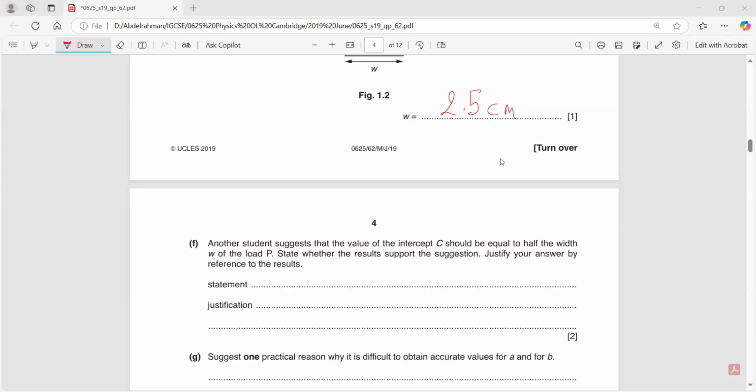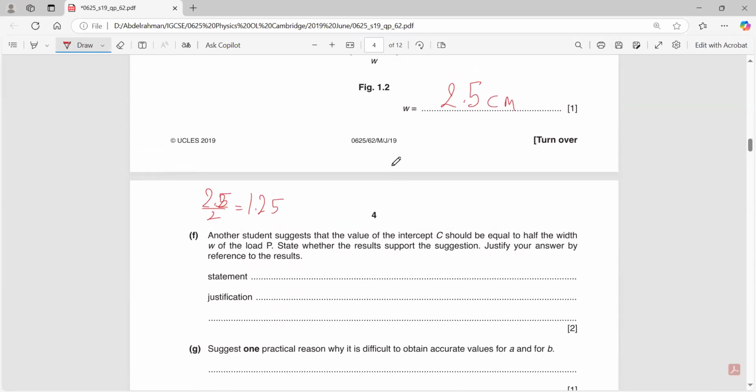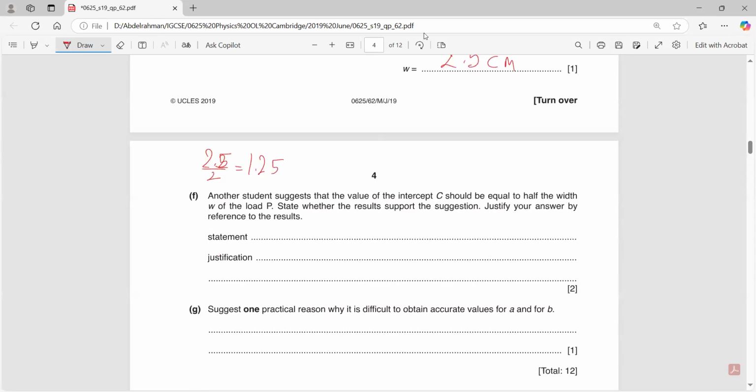Half the width. So basically, you need to divide 2.5 divided by 2. Yes, 2.5 divided by 2 is 1.25. So is C equal to 1.25? C is 2 and half the width is 1.25.